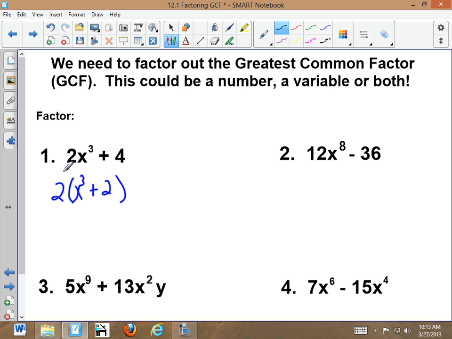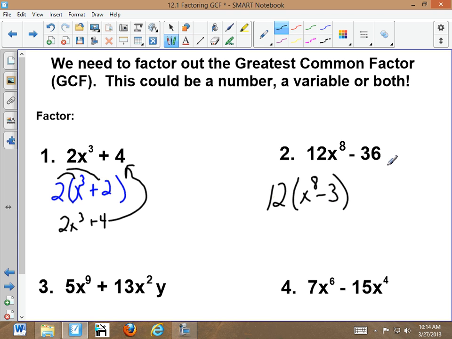This is how it works. You don't have to do this step. But then when I distribute, I get back to my original answer. 2 times 1 is 2, x to the 3rd. 2 times 2 is 4. I get back to my original answer. Okay? That's all we're doing. So I look here. Will 12 go into 36? Take my lowest number, see if it goes into my other numbers. Yes, it will. So my greatest common factor is 12. Cannot take out an x, x to the 8th minus 3. Because 12 times minus 3 is minus 36.